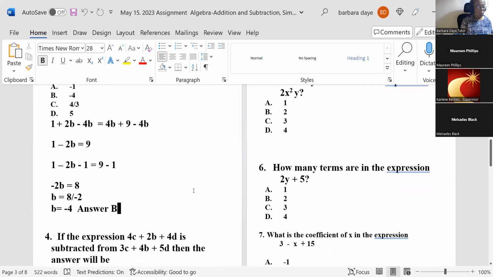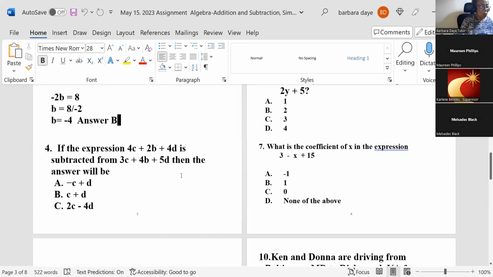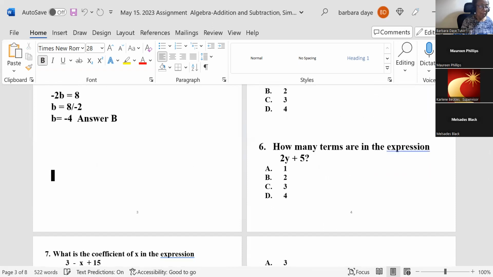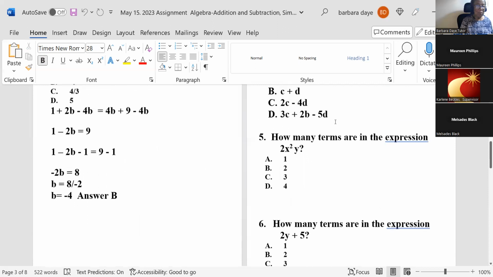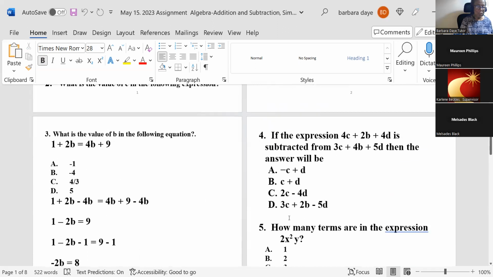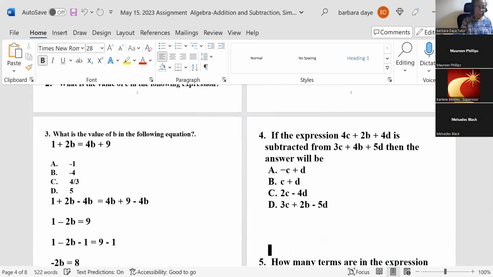All right. I'll put number 4 on the next screen, and you tell me what to do for number 4. This is a subtraction. If the expression 4c plus 2b plus 4d is subtracted from 3c plus 4b plus 5d, then the answer will be A, B, C, or D.